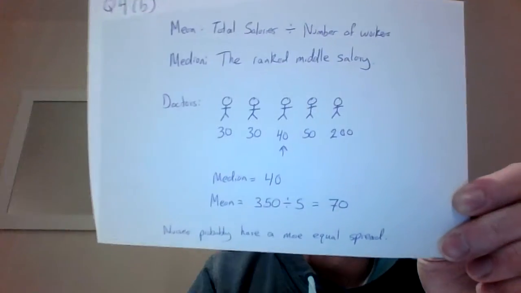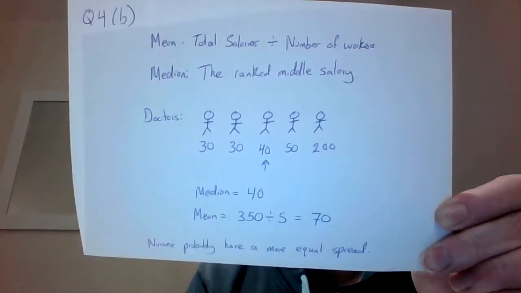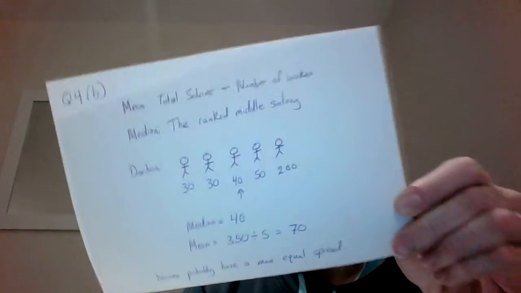And then you can also say, if you wanted to, that nurses probably have a more equal spread of salaries, which is why you're not going to see the same differentials in nurses, and which is why, according to the table, the doctor's median pay was less than the mean weekly pay, whereas for nurses it was pretty much the same. The mean was actually a little bit lower. That's pretty much straight up maths skills, so it's good to know the differences between those sorts of things so you can get those extra marks in a question like that.